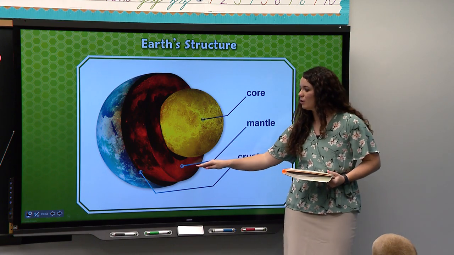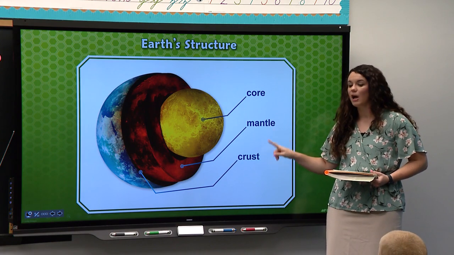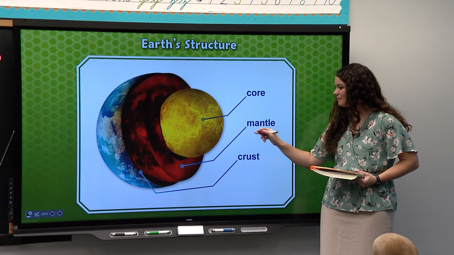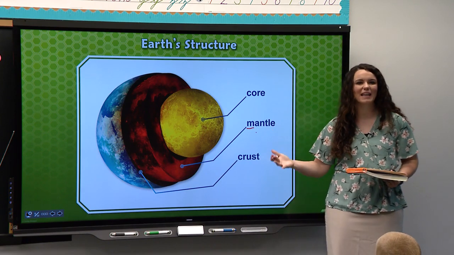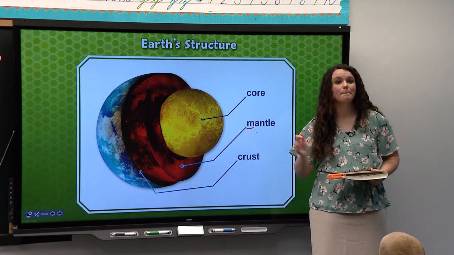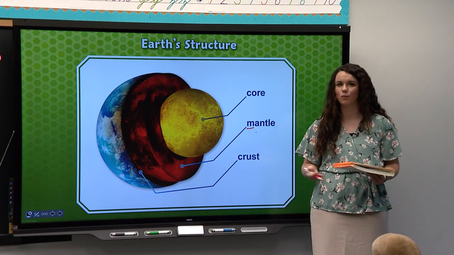In the middle of the Earth, we have the layer called mantle. Say mantle. Mantle. What letter does mantle start with, Brennan? M. It starts with an M. What letter does middle start with, class? M. So mantle is in the middle. Hopefully those will help you to remember where those are located.